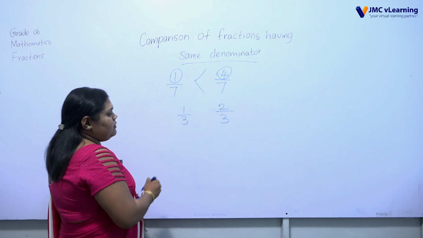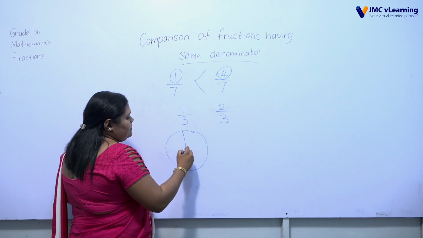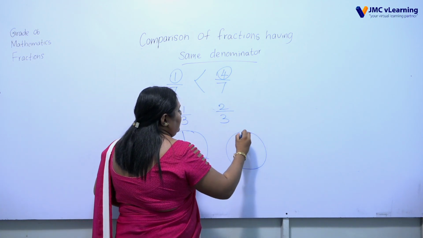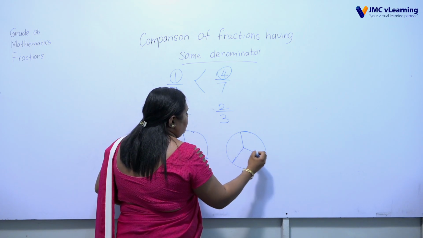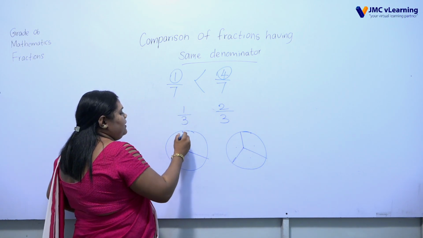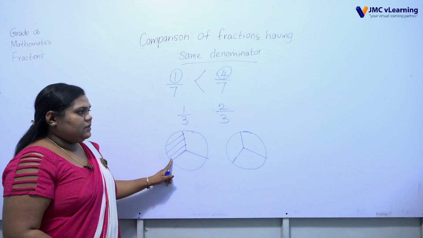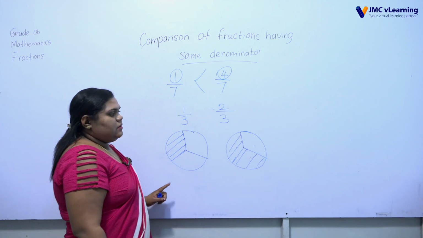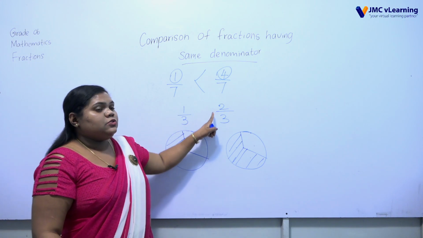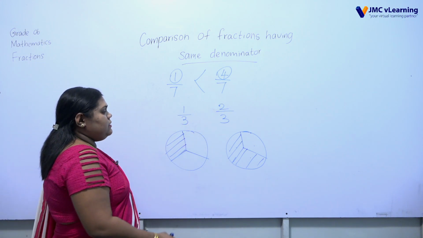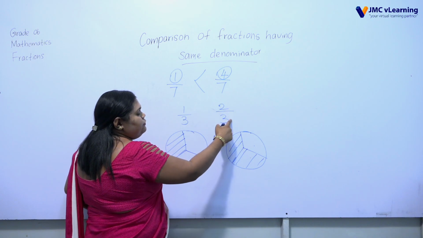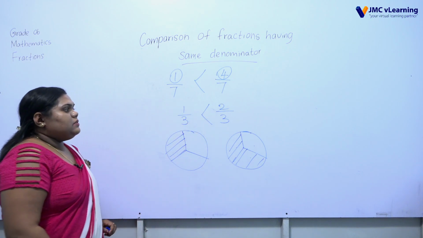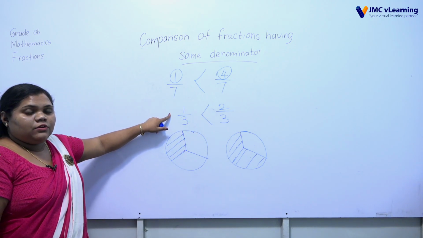Now here we can draw the pictures to describe this. 1, 2, 3. In here also we have to draw 1, 2, 3. In here we have to color only one part, but in here we have to color 2 parts. 1 out of 3 and 2 out of 3. It means this 2 out of 3 is the bigger fraction. So we can write like this. It means 2 out of 3 is bigger than 1 out of 3.